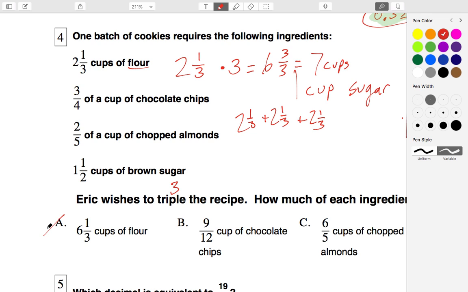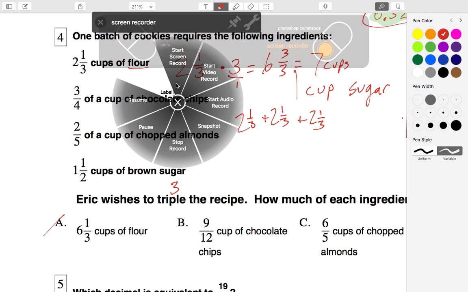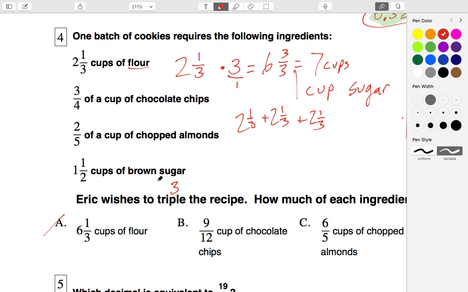Okay, so is A correct? No. Let's go on to B. Chocolate chips, 3 over 4 times 3. Now, when you're multiplying by 3, it helps if you make it into a fraction. Now you just multiply numerator with numerator, denominator with denominator. I'm going to pause the video, try that out now.